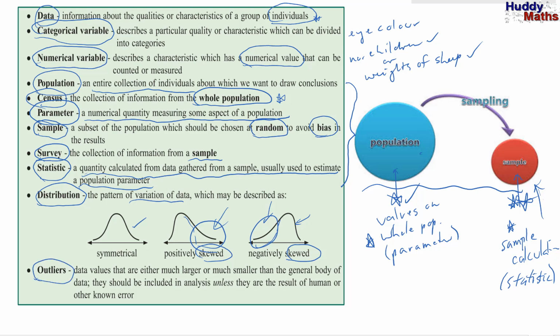All right, outliers. You might have heard of this before. We're talking about these briefly later on. These are data values that are either much larger or much smaller than the general body of data. They should be included unless they are the result of a human or other known error. Okay, so if you say, oh gee, something went wrong there, I don't think that's possible, and we're going to try and find where the error has been made, then you would discount them if they can be assigned to some error. Otherwise, you've just got to deal with them and say, gee, they are different from all the others, they are special cases, but we have to look at and analyse the data with them included. All right, you're getting some idea.